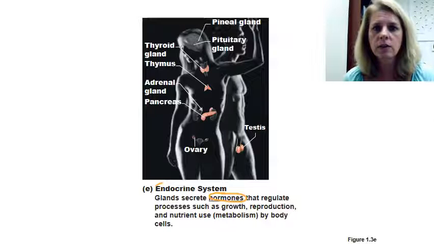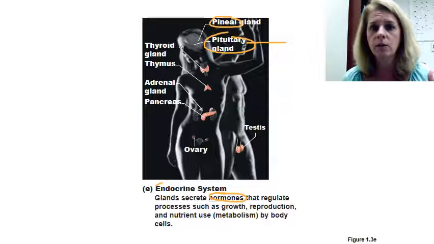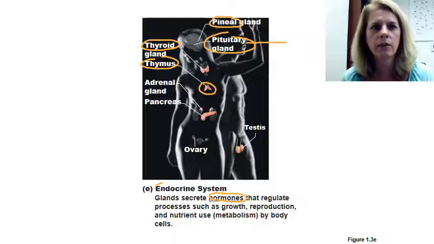Some of the endocrine glands are your pineal, which is involved in sleep-wake. Pituitary, it makes a bunch of hormones. One of these is growth hormone, which helps you grow, and gives you the rate at which you grow. Thyroid hormone, which is involved in your metabolism. Your thymus, which is right here, is involved in immunity, and helps keep your immune system going. We'll talk about how that works later on.